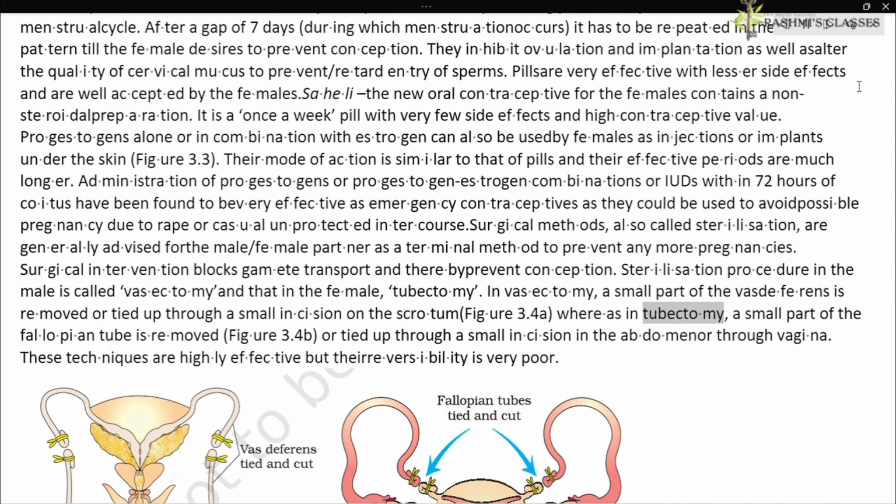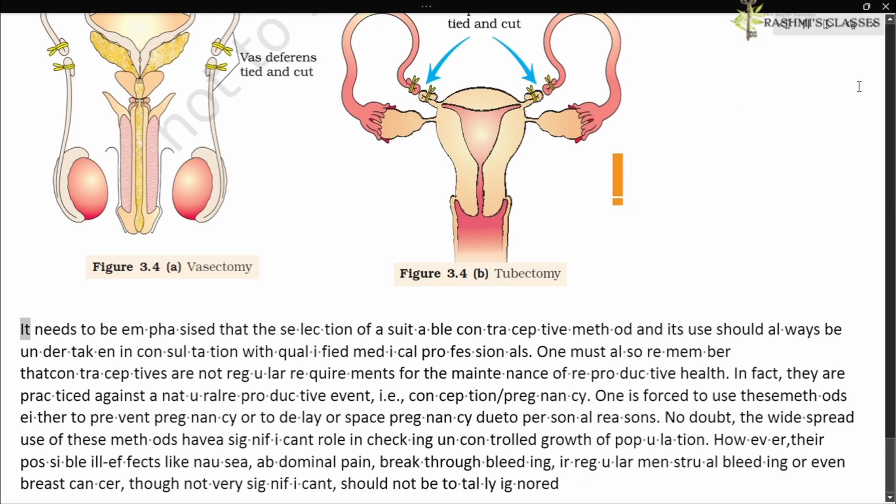whereas in tubectomy, a small part of the fallopian tube is removed, figure 3.4b, or tied up through a small incision in the abdomen or through vagina. These techniques are highly effective, but their reversibility is very poor. It needs to be emphasized that the selection of a suitable contraceptive method and its use should always be undertaken in consultation with qualified medical professionals.